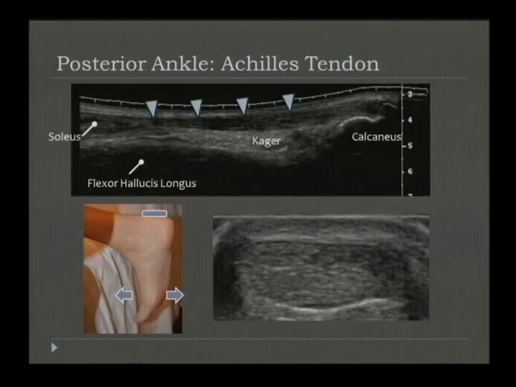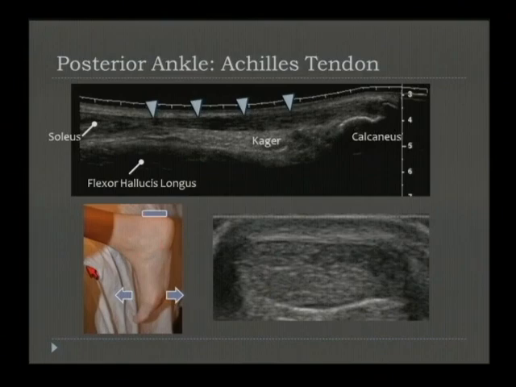Moving a little more posteriorly, we then evaluate the Achilles tendon. Typically, we place the patient prone with the foot over the edge of the bed. That way we can get good imaging of the Achilles tendon. Again, dynamic imaging is going to be key in this particular evaluation.